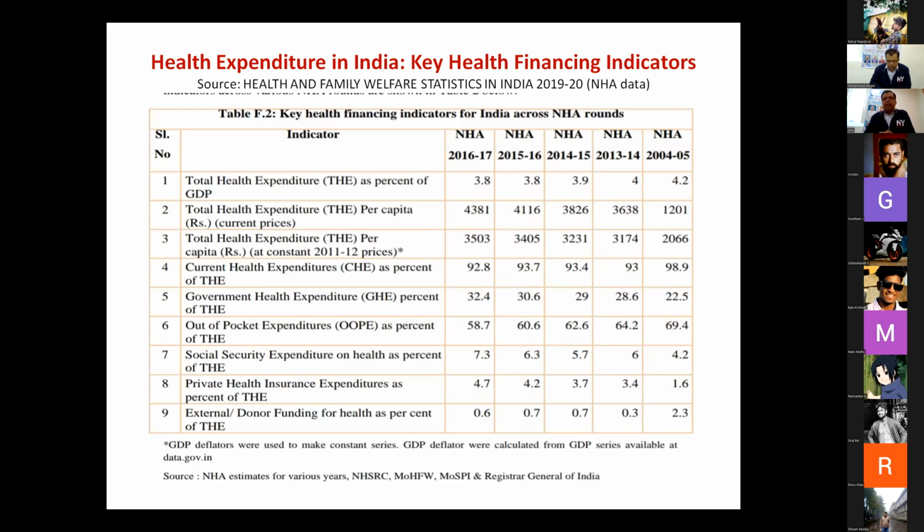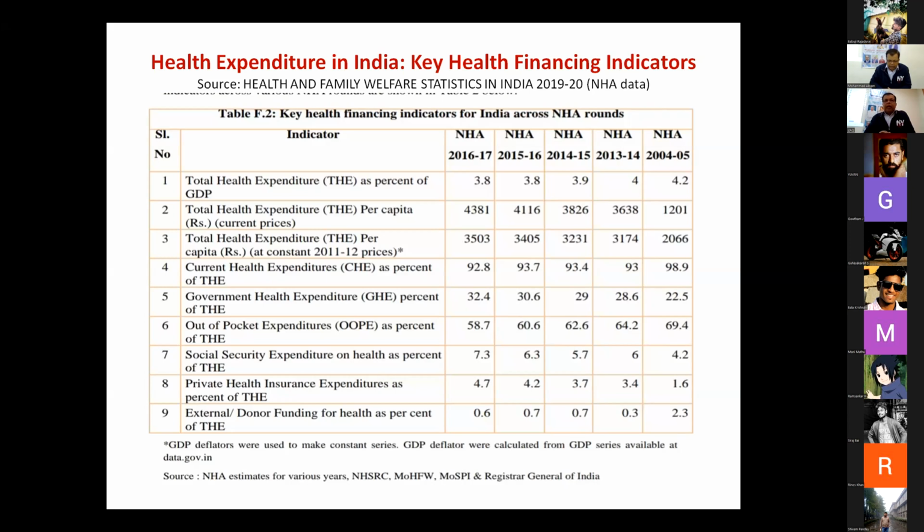Now, these are the figures which have been provided by Government of India. The source of this table is Health and Family Welfare Statistics in India 2019-20, and that is accessed from the National Health Accounts data, right? In the second lecture today, we will talk about the sources of data in India, and there we will talk about the different sources which are available in India for the government data. Of course, there are private data also, but for the government data, right? So these are authentic data taken from the government websites.